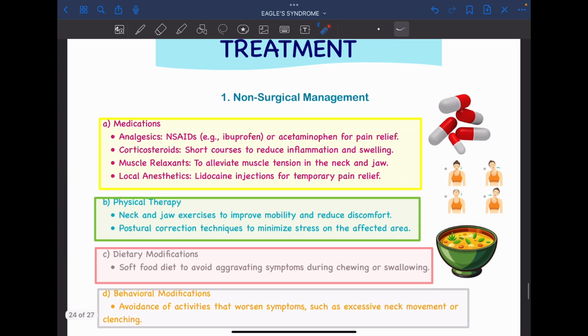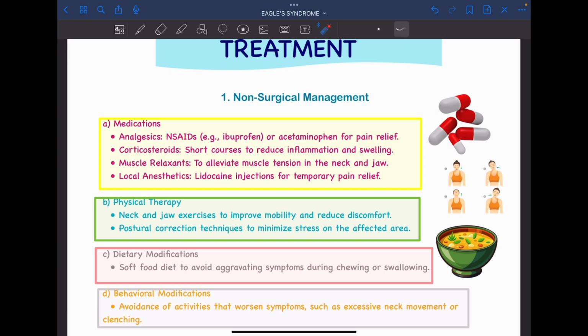The next would be physical therapy. Neck and jaw exercises in order to improve the mobility and reduce the discomfort are suggested to the patient. Then there are certain postural correcting techniques as well, right? These basically help to minimize the stress on the affected areas. Then certain dietary modifications, such as avoidance of food which is very difficult to chew, and a soft diet is helpful, right?